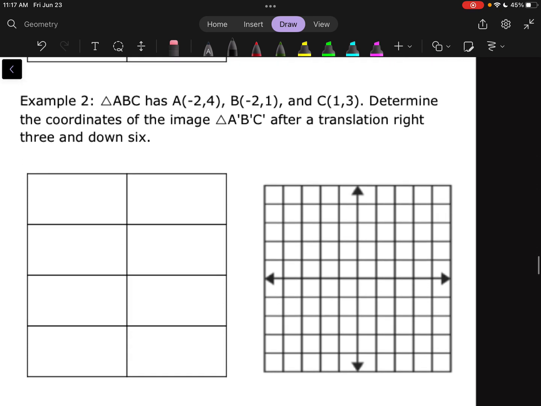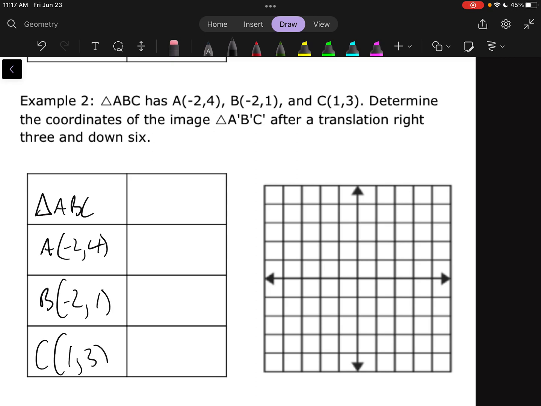And then for 2, we got -2, 4. Not B prime. B is at -2, 1. C is at 1, 3. So here's the original shape. And we're going right 3, down 6. That would be an x plus 3 and a y minus 6.